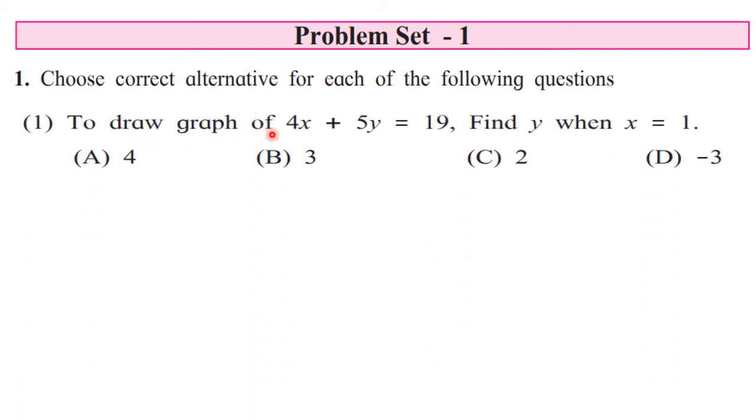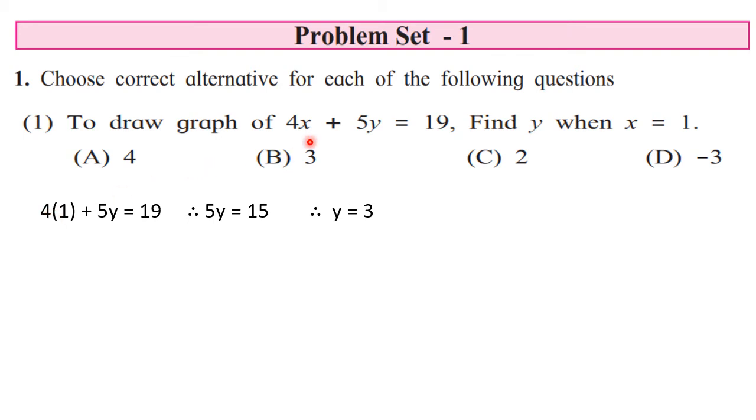To draw a graph of 4x plus 5y is equal to 19, find y when x is equal to 1. That means the equation is provided to you and one variable is known. So if you put the value of x here, then you are going to get the value of y. If you cannot do it orally, you have to solve it actually. You can solve it like this.